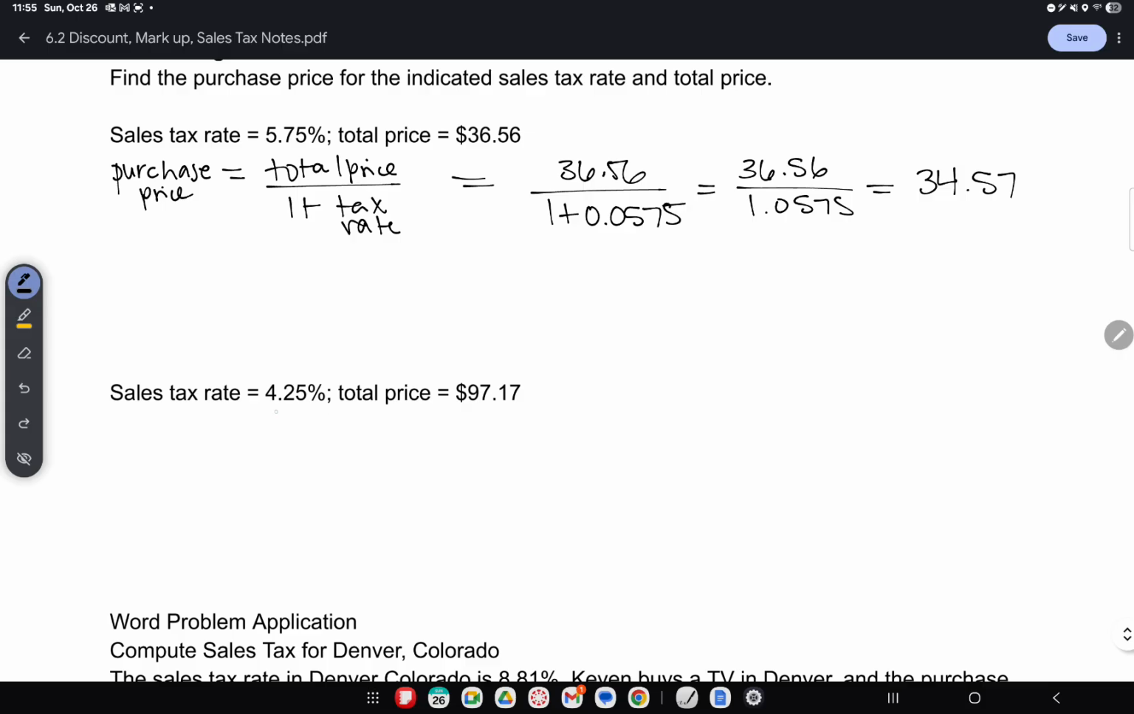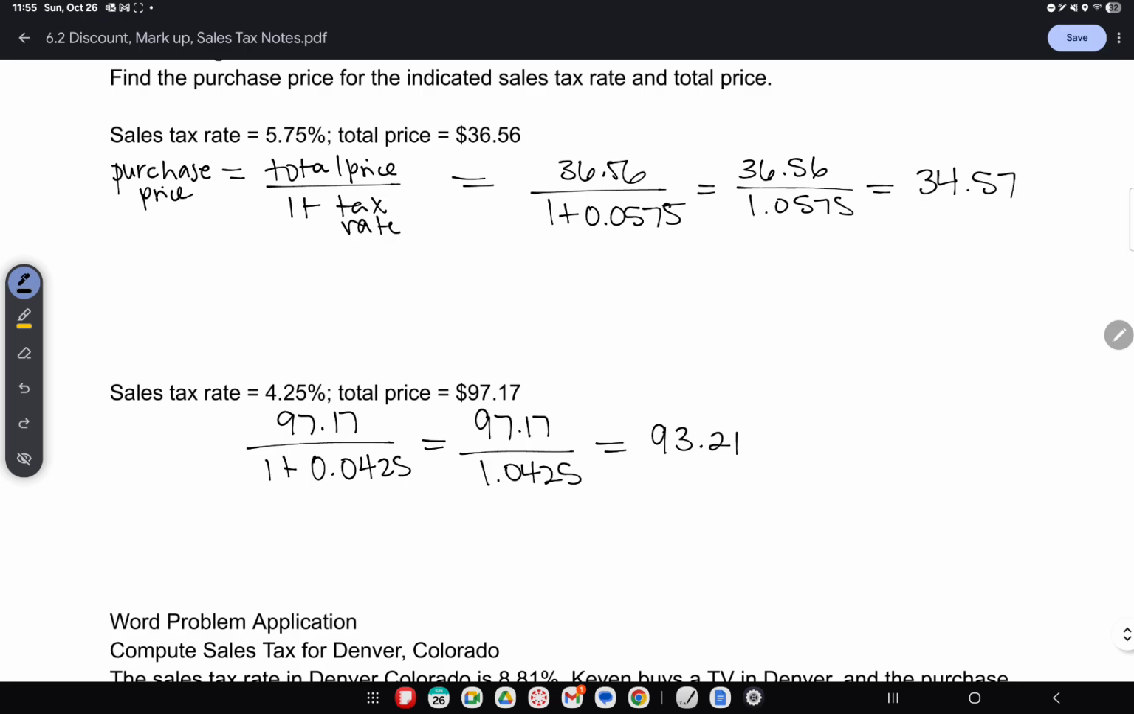I'll do it again for this one. So it's the total price, the $97.17, over 1 plus the tax rate of 4.25 as a decimal, 0.0425. So that gives me $97.17 divided by 1.0425, which then gives me $93.21.